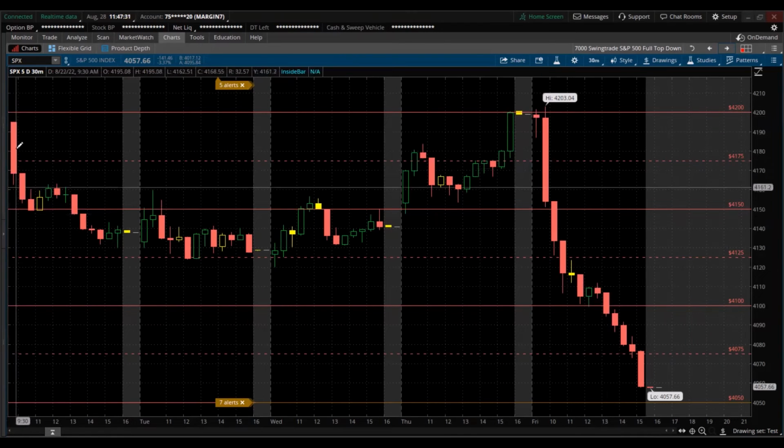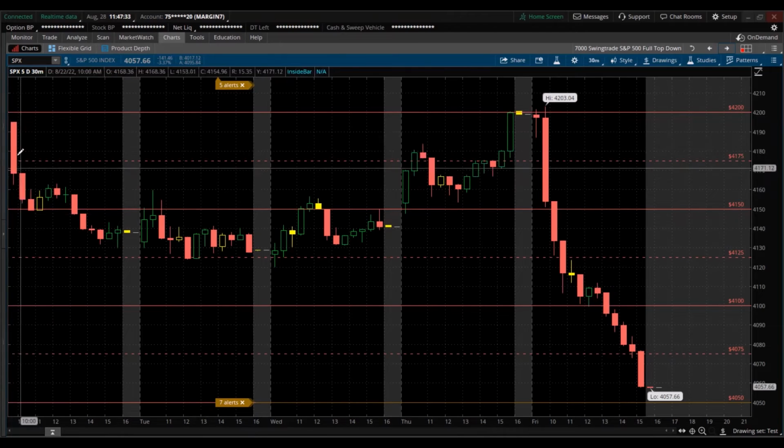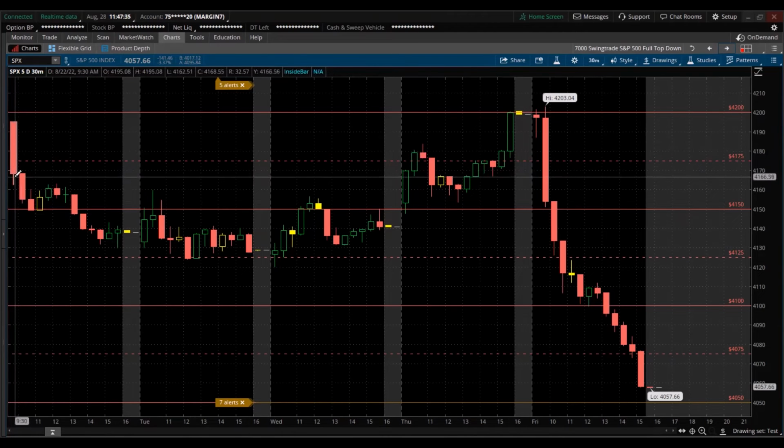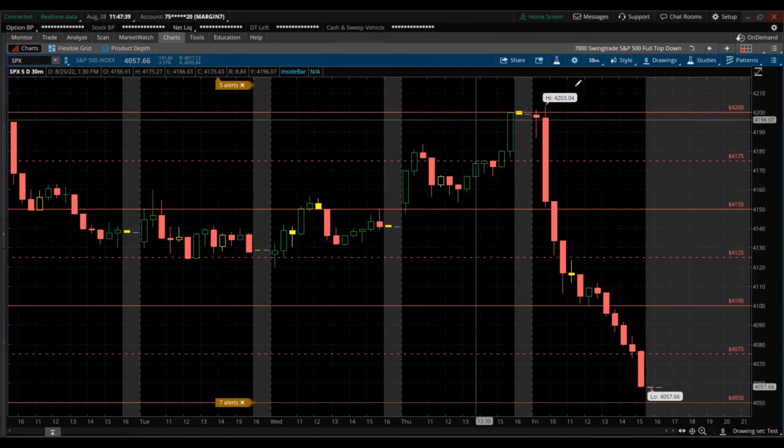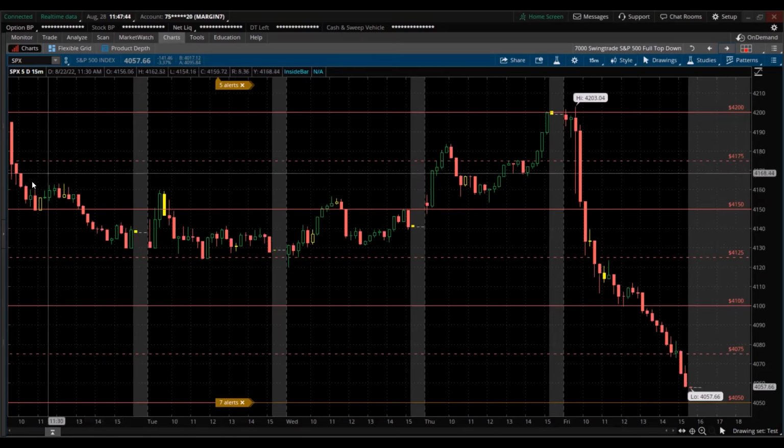What I like to see is these huge bodies, a big trading range with a very small wick, and see what happens on the second one to give more confirmation of which direction I should be trading. Also looking at the 15-minute candle. Okay, now we're on the same five days, but looking at the 15-minute candles.